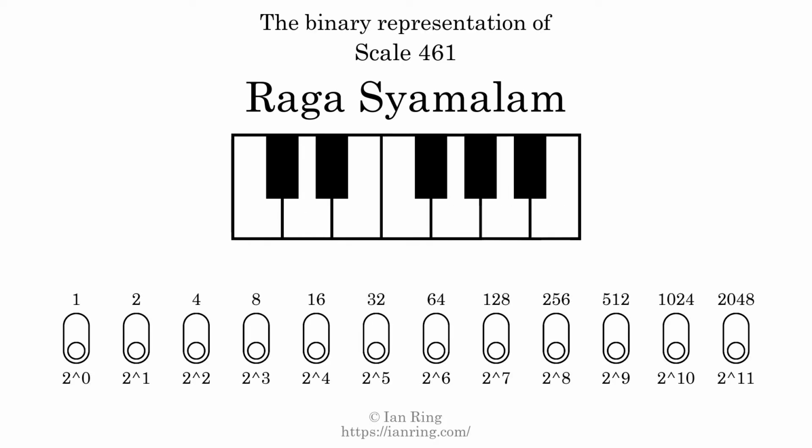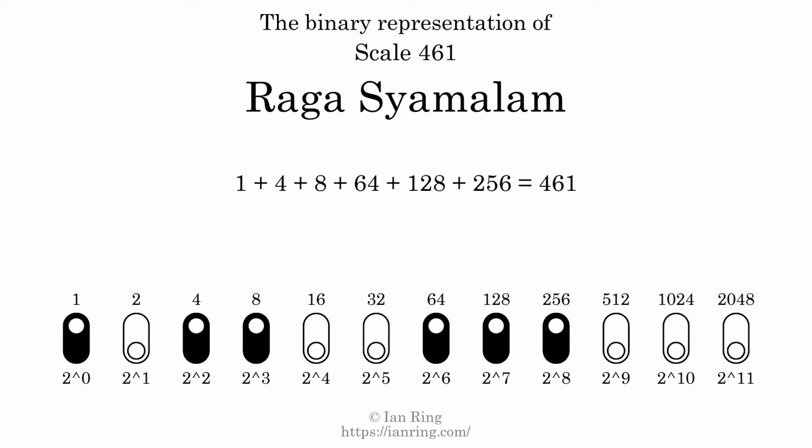The binary representation of this scale is determined by mapping tones of the scale to binary digits. Each binary digit represents a power of 2. To get the scale number, we add the powers of 2 together. The powers of 2 that are present in the scale, all added together, equals 461. That is why the scale number, in decimal, is 461.